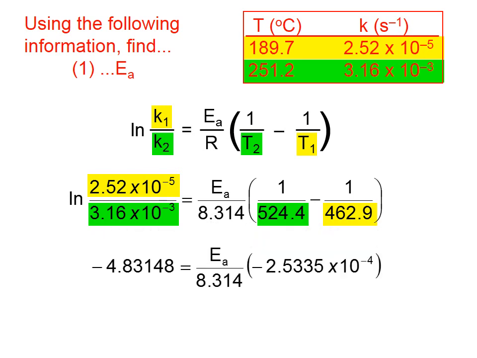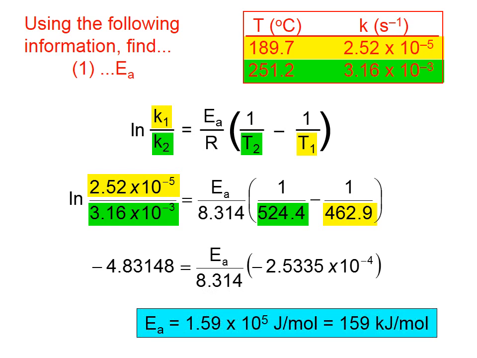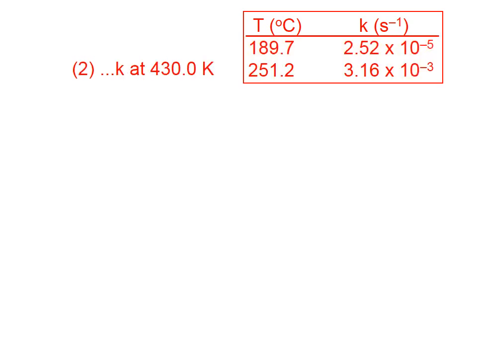The left side is simply a number, and taking the log of a number less than 1 will give us a negative value for the logarithm. And then I've simplified somewhat the right side, and I trust that you can solve that for the activation energy, which is 1.59 times 10 to the 5th joules per mole, or 159 kilojoules per mole.